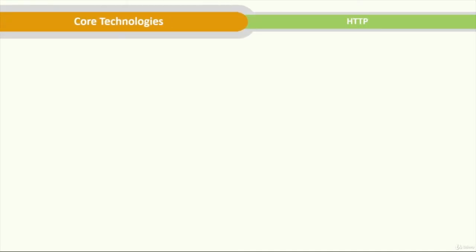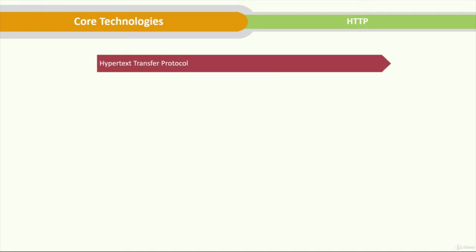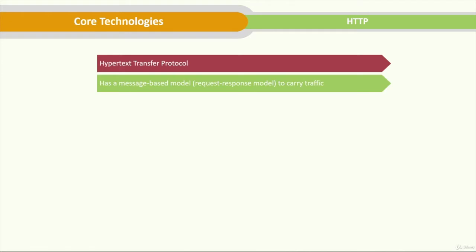HTTP stands for Hypertext Transfer Protocol. Today it's used to access web applications on the World Wide Web. So it is the underlying protocol that helps us to retrieve web applications. HTTP is basically a client-server protocol, and it has a message-based model to carry traffic between the server and the client. So the client requests a resource on the server, and the server returns a response message to the client.